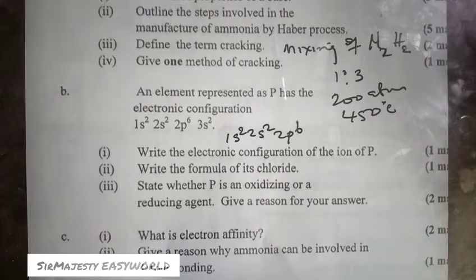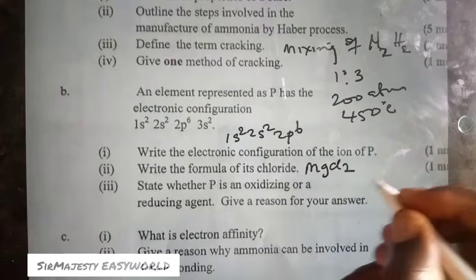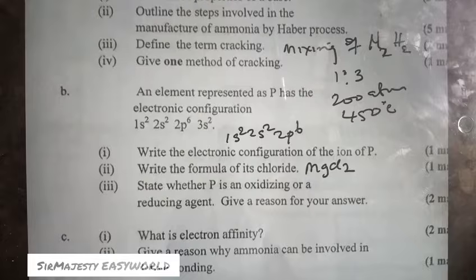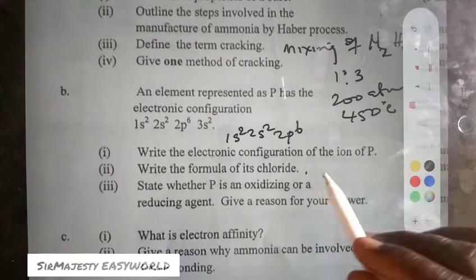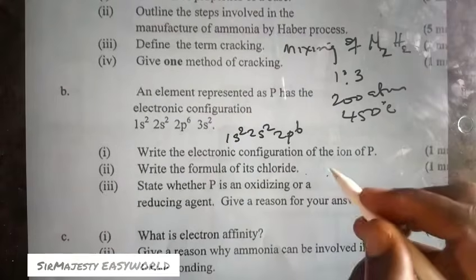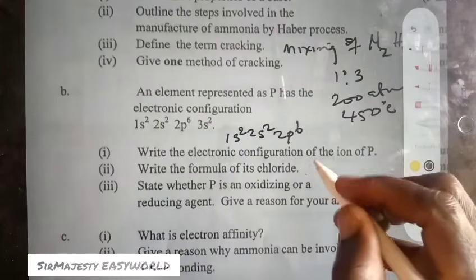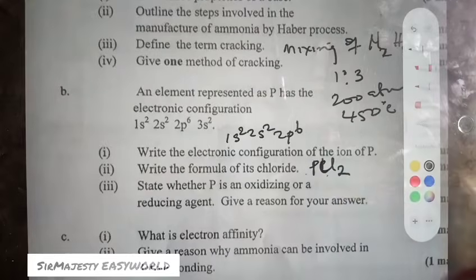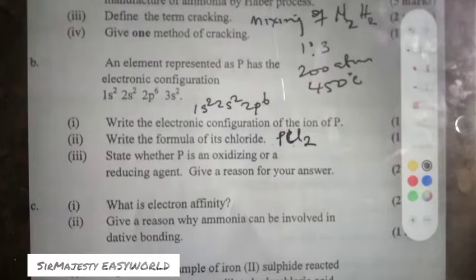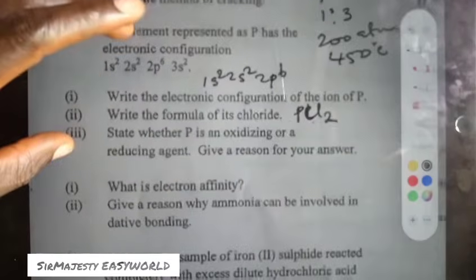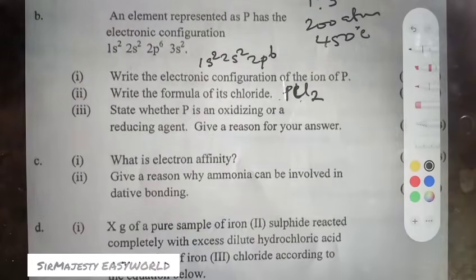Write the formula of its chloride. That's simple, magnesium chloride. Then, they said P, so don't write Mg here, just write P. Since they are describing it as P, just write PCl2. Simple. Then state whether P is an oxidizing or a reducing agent. P is a reducing agent. Why? Because it's an electron donor. It ionizes by loss of electrons. Since it's a metal, most metals are naturally reducing agents. Why? Because they are electron donors. Remember, they ionize by loss of electrons.